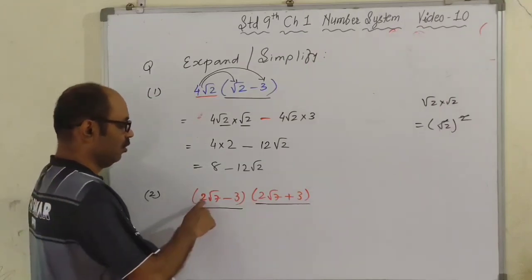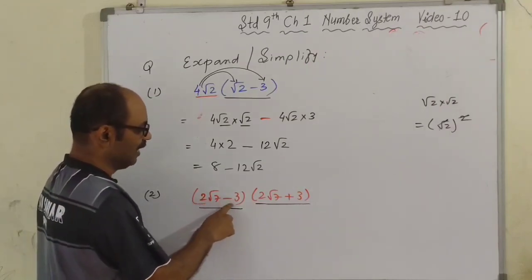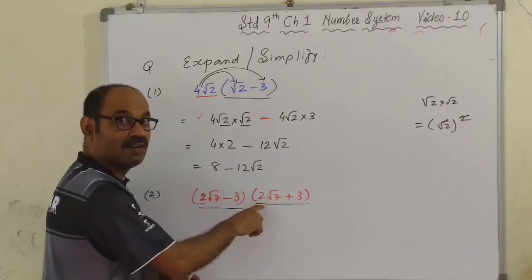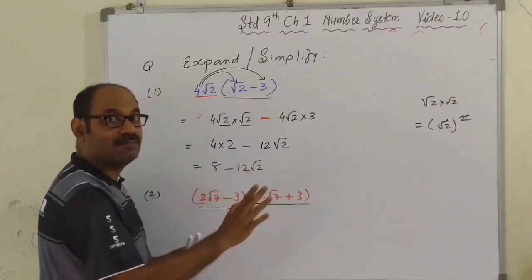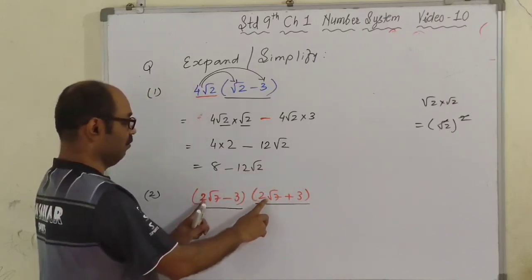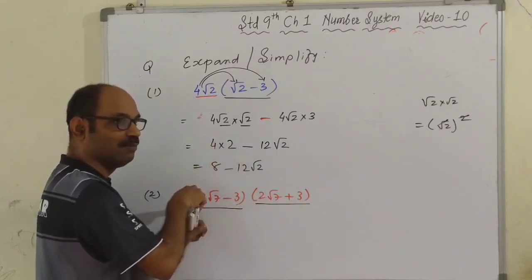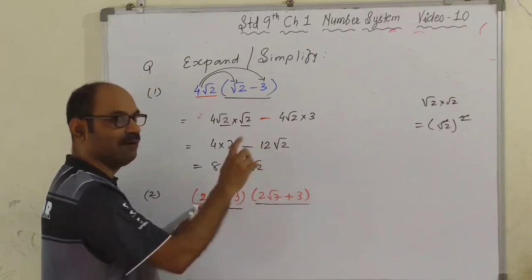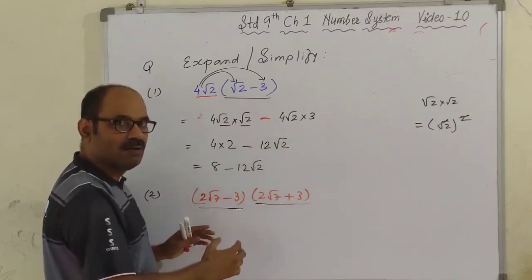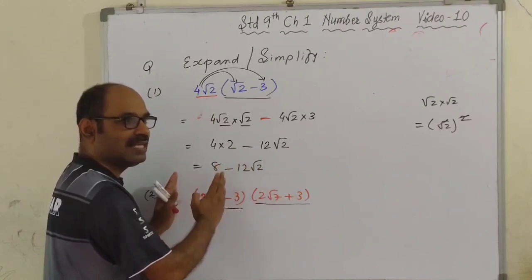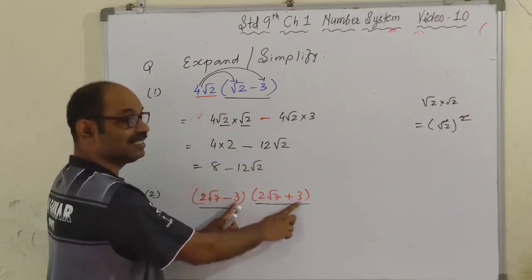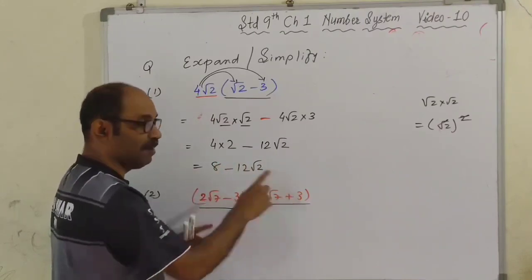Let's check out. 2 root 7 minus 3. 2 root 7, repeating. That means all terms are not different. First term 2 root 7, first term 2 root 7. Pehla binomial ka first term 2 root 7. Second binomial ka first term root 7. So what do you observe? Both the binomial has the first term same. What about the second terms? Minus 3 or plus 3.